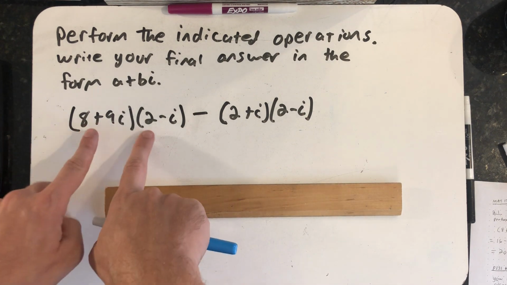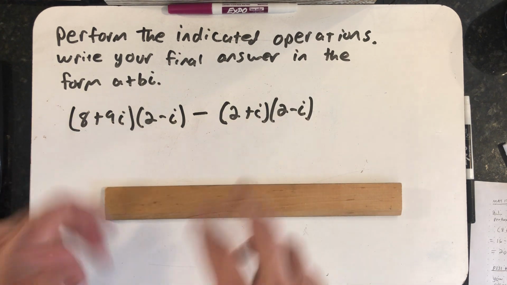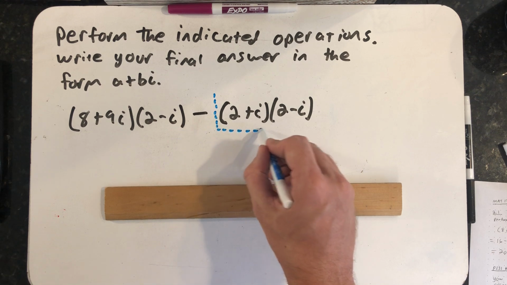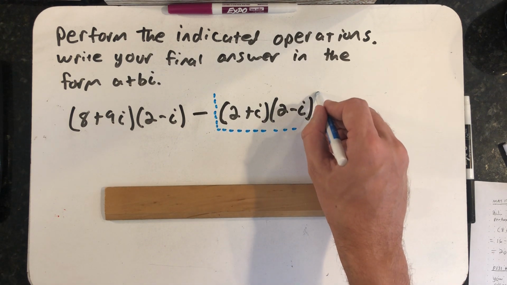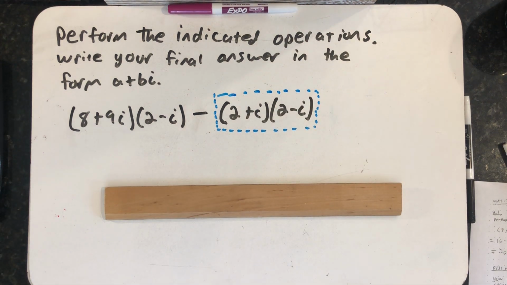Well, before I start working with these complex numbers, let's just take stock of what we need to do. So I see that I'm multiplying these two and then taking away the product of these two. So I need to multiply and then subtract. But I actually want to start by thinking about these two. I know I'm going to need to multiply them together. But these two are a special kind of complex number.